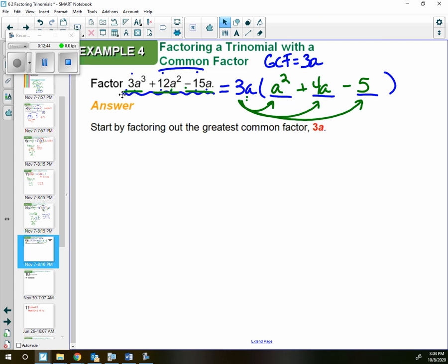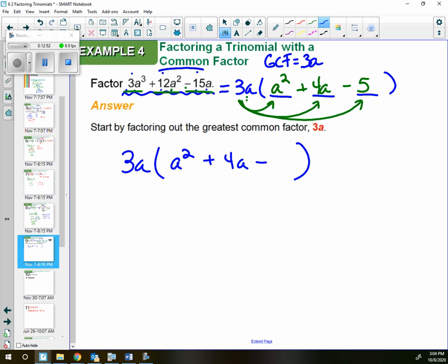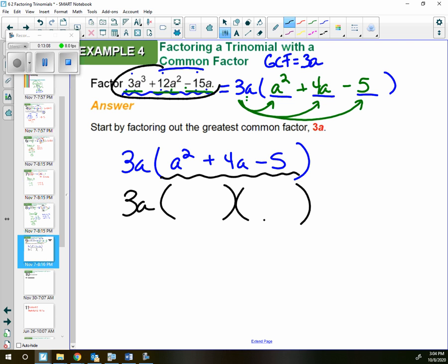Now what that allows me to do is take this trinomial, a squared plus 4a minus 5, and see if I can break that down further into those 2 binomials. So can I take this trinomial and write it as 2 binomials? And then the 3a is just still part of the product. Because remember, when I multiply everything back together, I have to be able to get back to that original trinomial. All right, so let's see if we can do that.